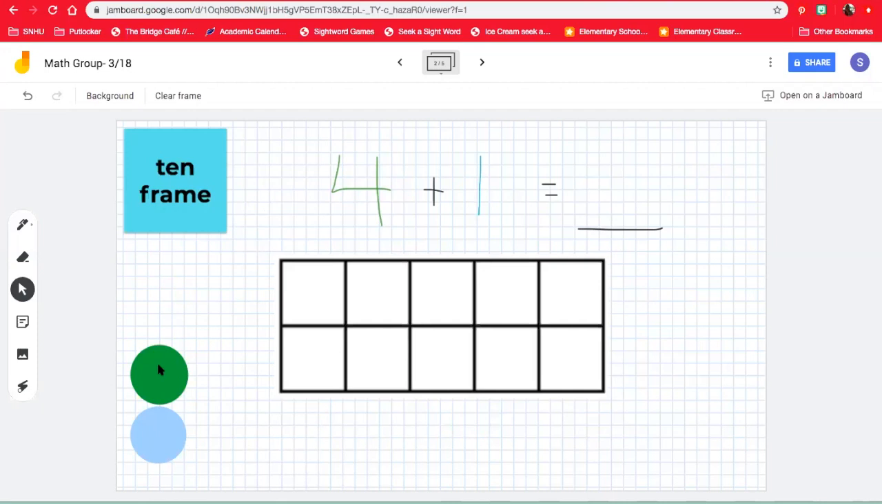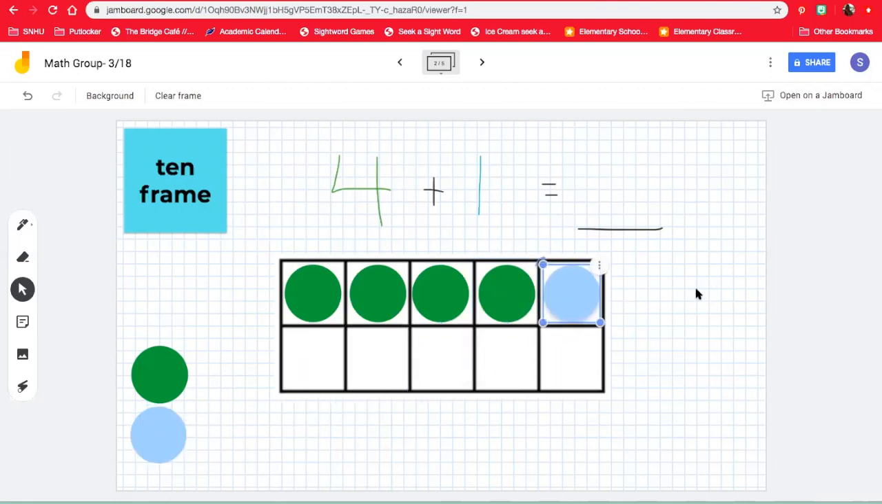Count with me. 1, 2, 3, 4. How many green circles do we have? 1, 2, 3, 4. If we look at our blue number, how many blue circles do we need? 1. You're right. Let's put 1 circle in.